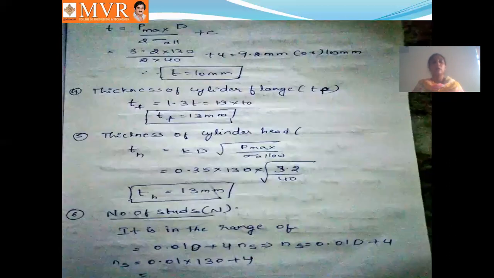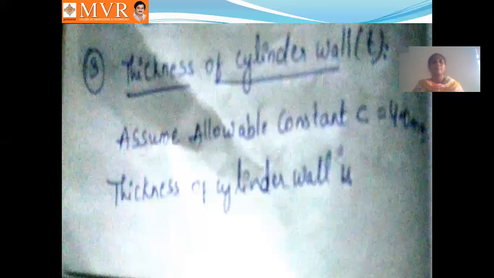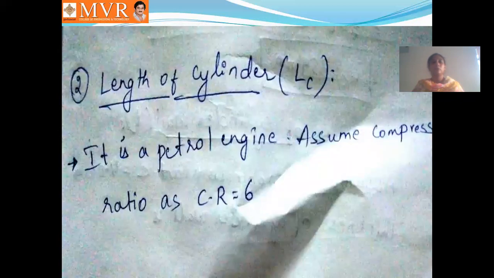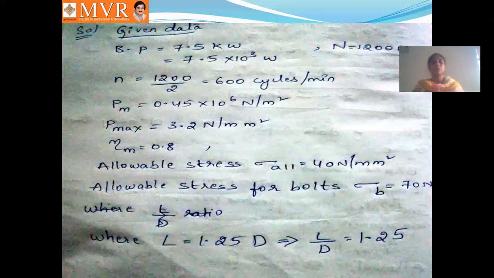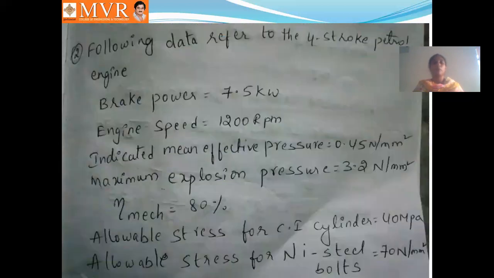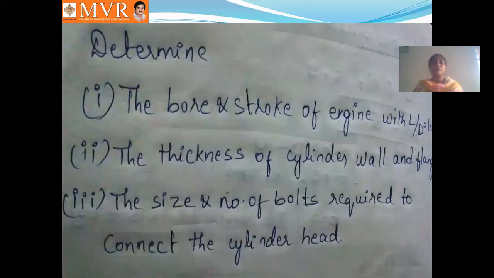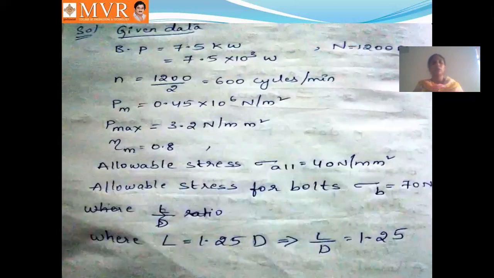Again I will discuss the problem. See, this is the problem they had given. Already we have studied. We should find out the bore and stroke of the engine, thickness of the cylinder wall and flange, size and number of bolts required to connect the cylinder head. Okay, like that we should find out stepwise.